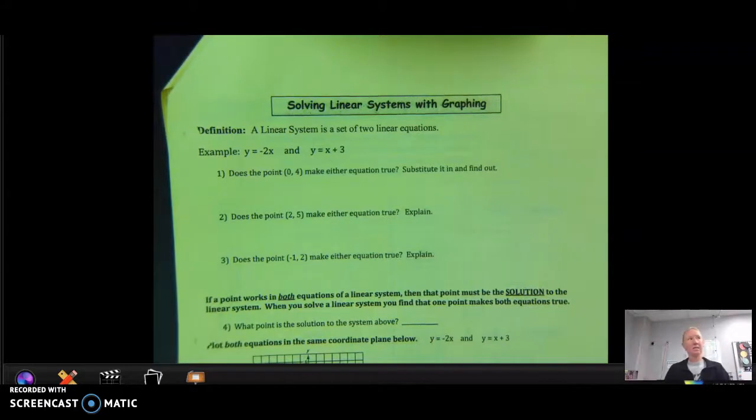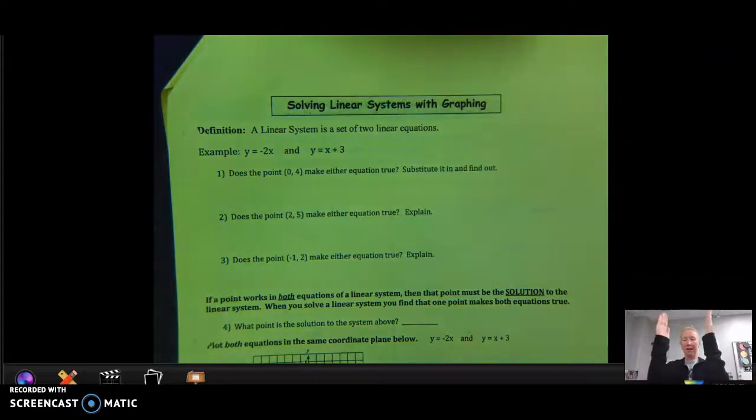Sometimes these lines will cross and intersect at one point. What if they're parallel lines? Are they ever going to touch if they're parallel? They will never touch, so they have no solution. But what if I graph a line and the other line happens to be on top of it? It essentially becomes the same line. How many solutions do they have? How many points does this line share that the other line also shares? All the points. So it would be infinite solutions.